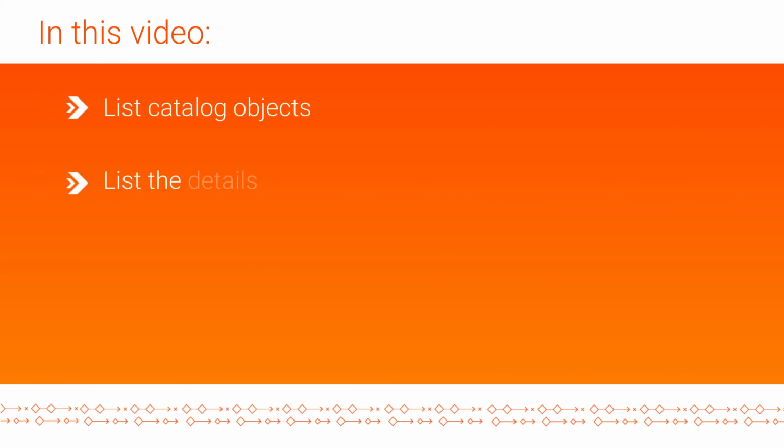In this video, we showed you how to use REST APIs to list catalog objects and list the details for a specific object.